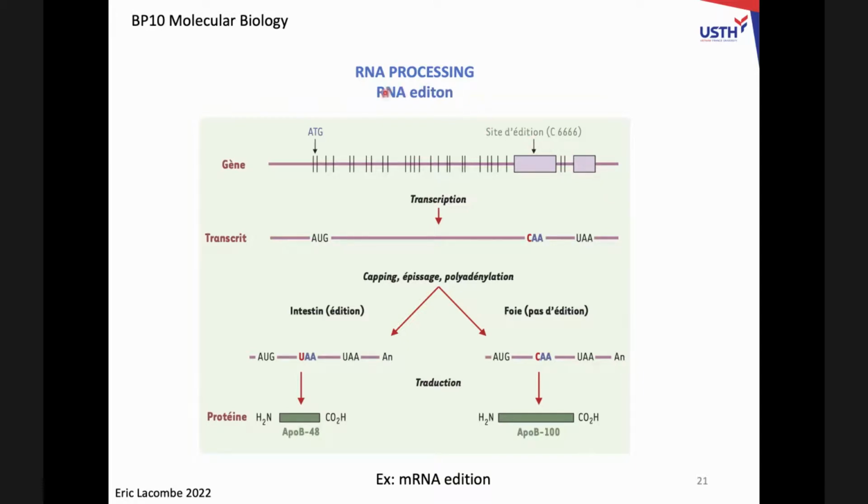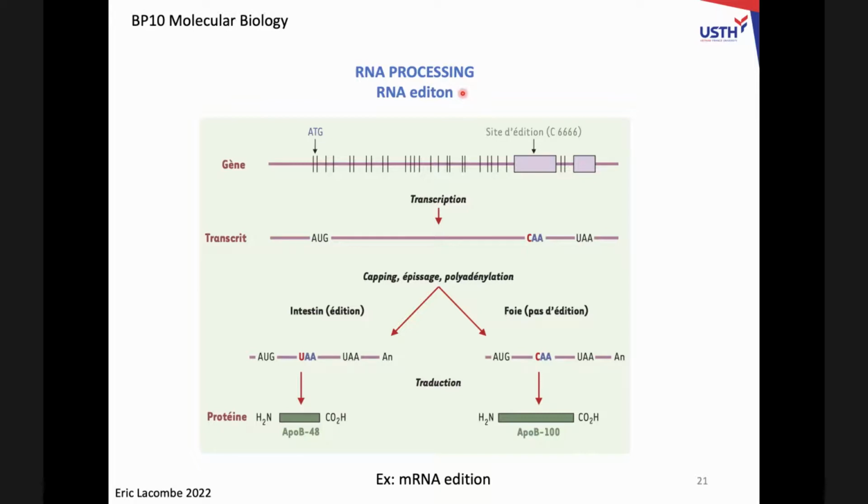It's in the same idea as what we saw for alternative splicing. Remember, what we saw for alternative splicing is that with one gene in the genome, in two different organs, we had two different spliced versions of the transcript. We can go one step further.